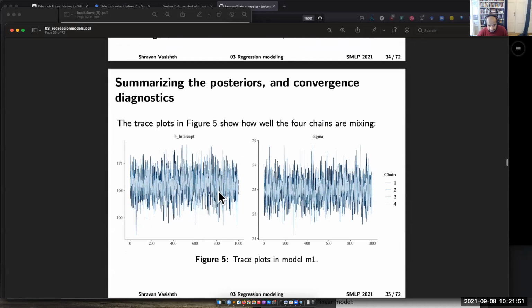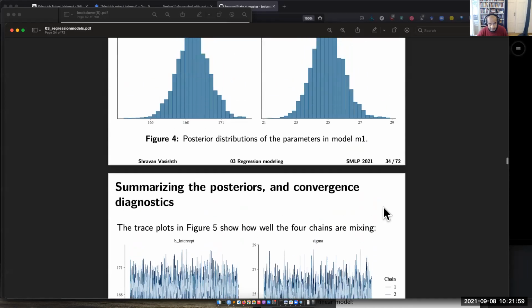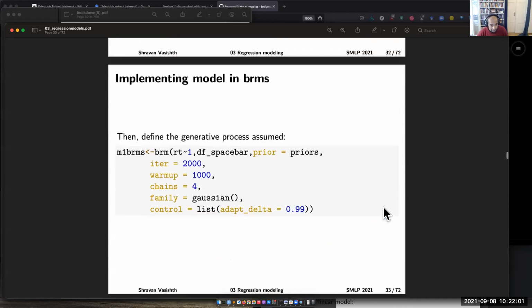You see this fat hairy caterpillar here. So everything is good. Just visually, I can tell that these 4 chains are mixing nicely, right? And the specification in both Stan and in BRMS is the 4 chains that I set up over here, okay? So that's this chains command.